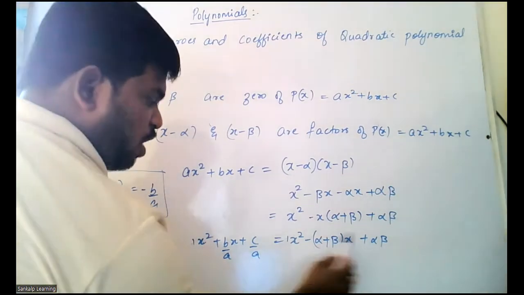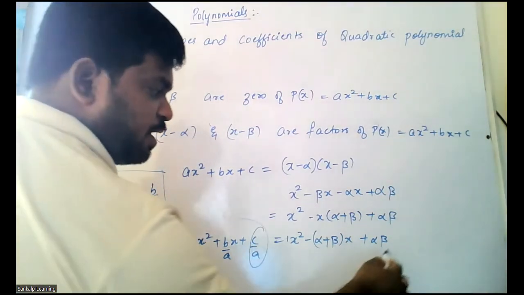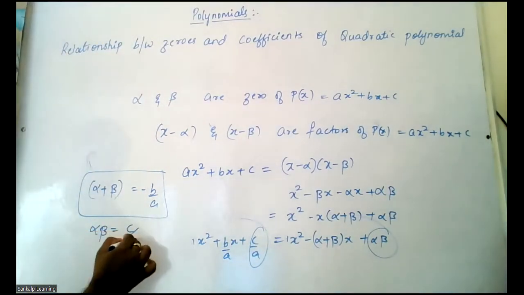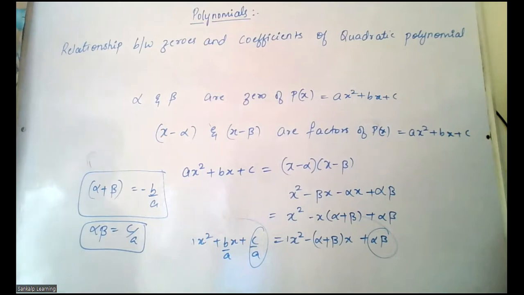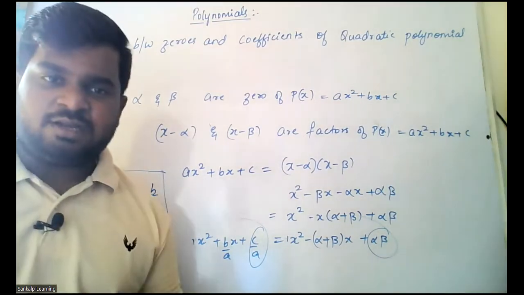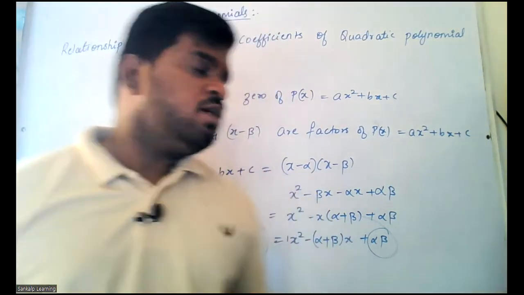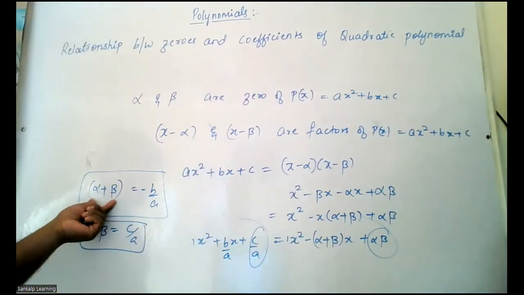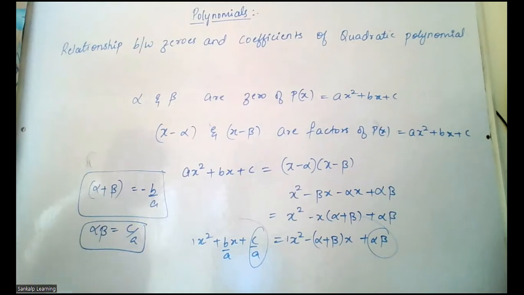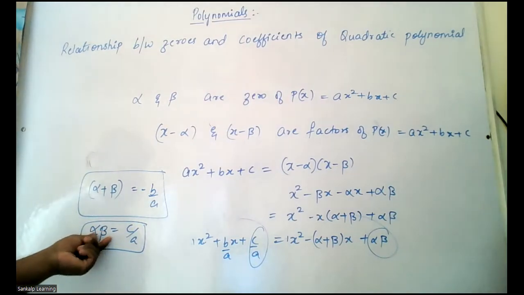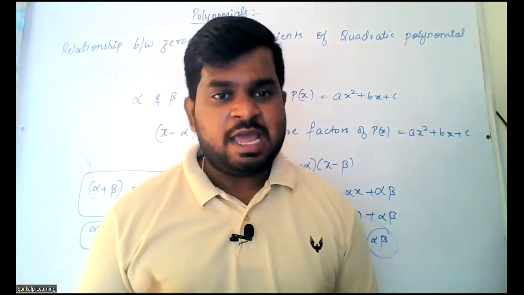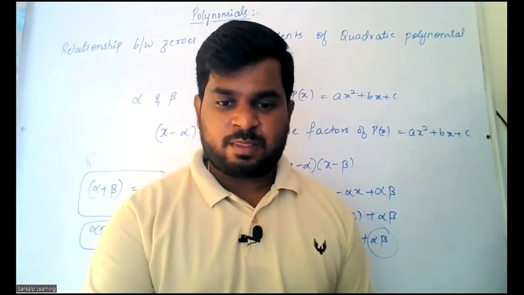Now comparing the constant term. What is the constant term here? C by a. What is the constant term here? Alpha into beta. Therefore, alpha into beta equals c by a. The derivation is not required. We just did it so that we understand how we got this. So the sum of zeros, alpha plus beta, is minus b by a, and the product of zeros, alpha into beta, is c by a. Now let's solve problems based on the relationships.